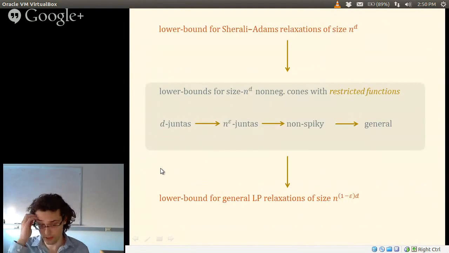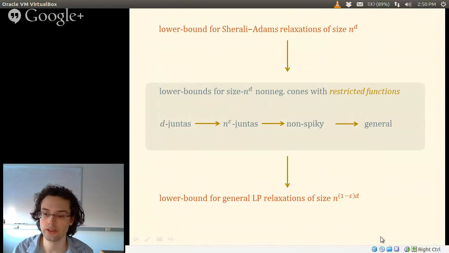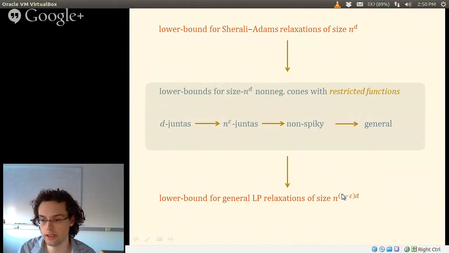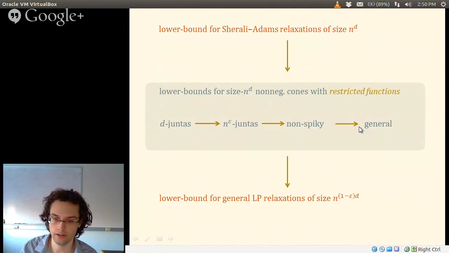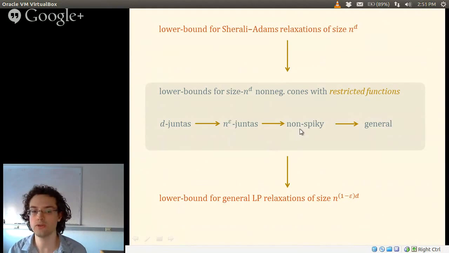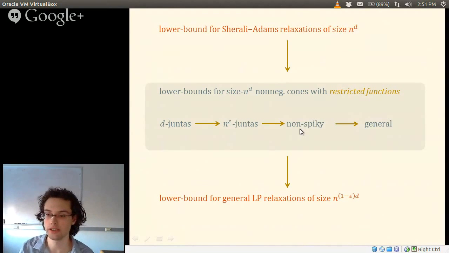And we want to relate this to Sherali-Adams. So here's the picture. We start from Sherali-Adams, and we want to relate it to general LP relaxations of comparable size. We've seen that Sherali-Adams corresponds to the cone generated by non-negative d-juntas. We've seen that an arbitrary LP relaxation you can characterize as a cone of general non-negative functions. Now we will interpolate between d-juntas and general non-negative functions, and we do it in two steps. First, we consider larger juntas of size n to the epsilon. The second step is to consider functions that are not spiky, functions that have small variance in a certain sense.